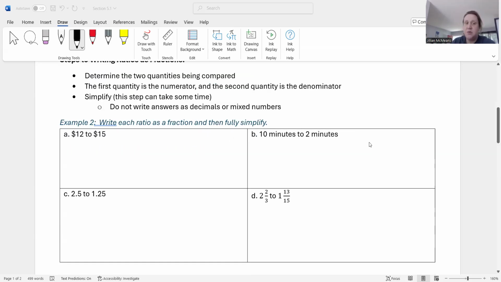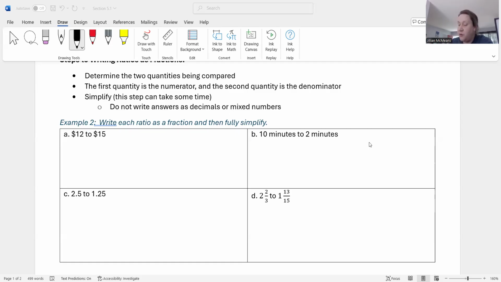Example 2 says write each ratio as a fraction and then fully simplify. If we fully simplify, we need to understand that for just a basic ratio, we're comparing two quantities, and those quantities are generally the same. When we talk about ratios where quantities are different, we call them something else. So we want to cancel the unit, basically, and then simplify the numbers.